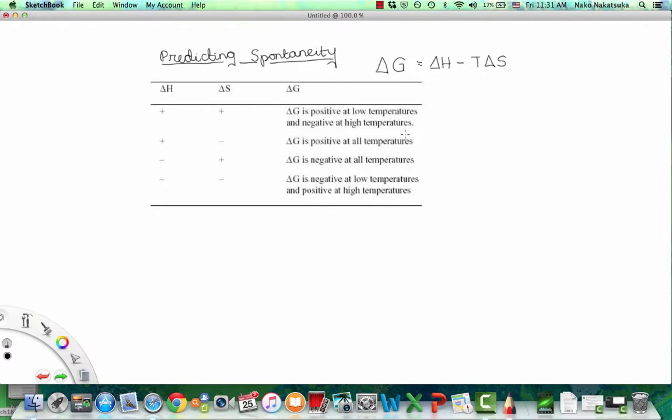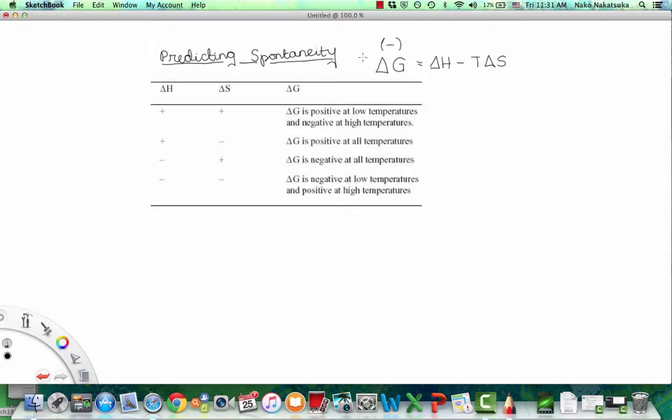So now here's a table summarizing what I was talking about before, where we can predict whether a reaction is going to be spontaneous or not by looking at the enthalpy values and the entropy values. And sometimes it's temperature dependent, depending on the signs of the enthalpy and the entropy. So remember, for a reaction to be spontaneous, delta G has to be negative, right?